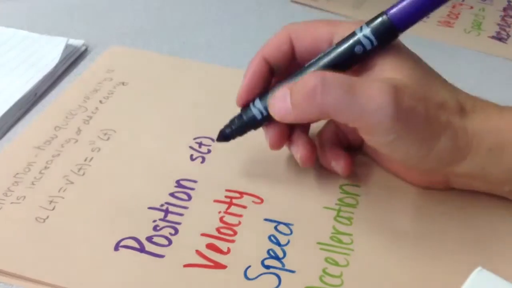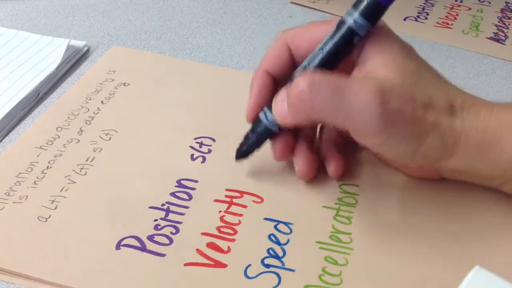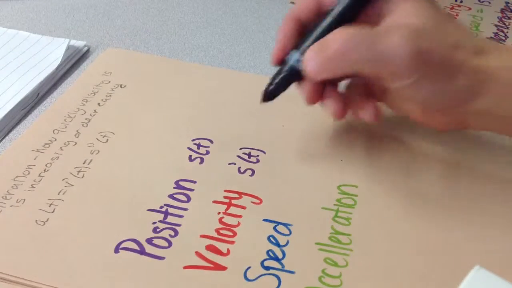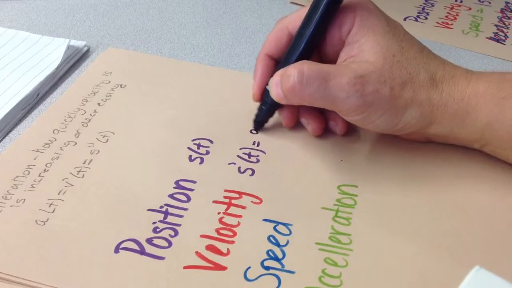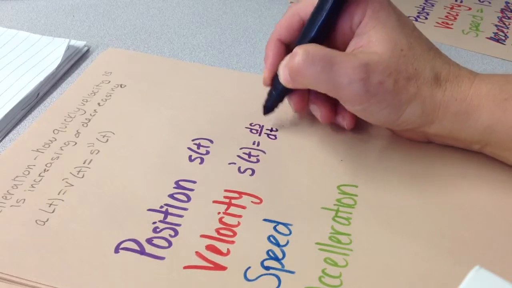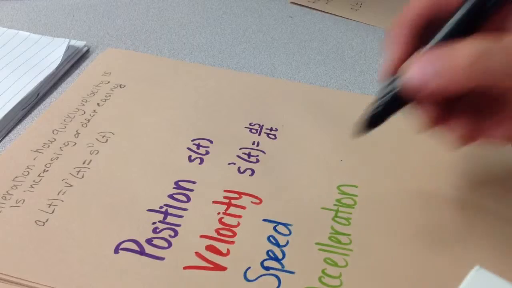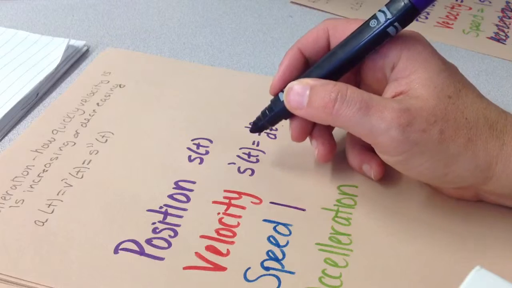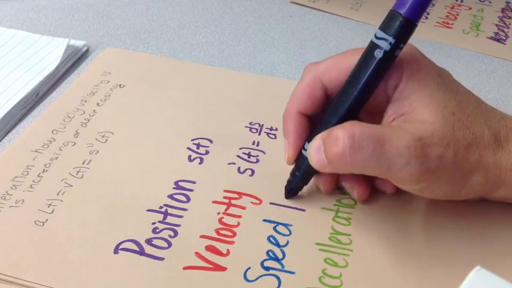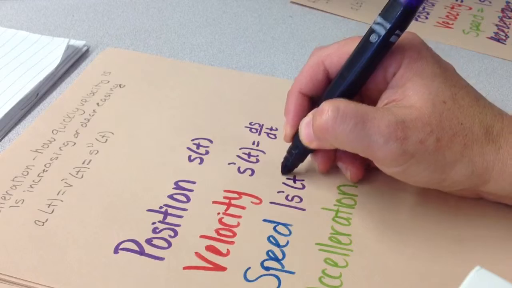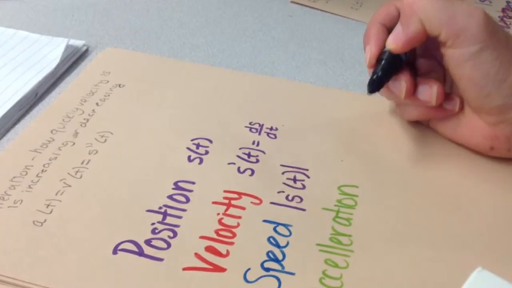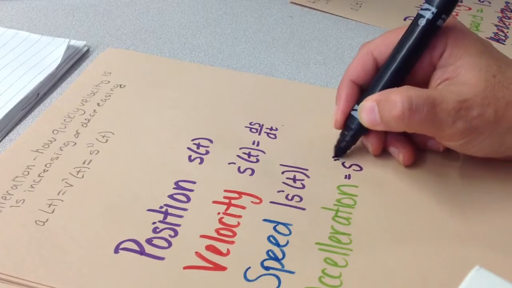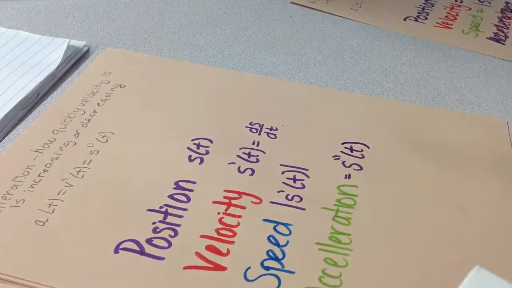Okay, so if position is s of t, then velocity is the derivative of s of t. Okay, we could also say that that's the same as, we could use the notation of ds/dt. Those both mean the same thing. Okay, speed is the absolute value of velocity. So speed is the absolute value of the first derivative of position. Okay, and then acceleration is the second derivative of the position graph.